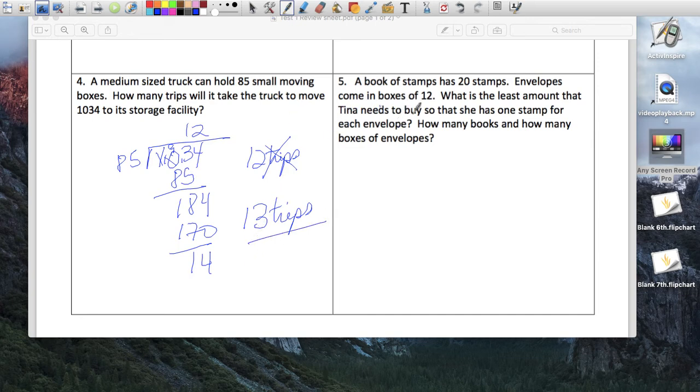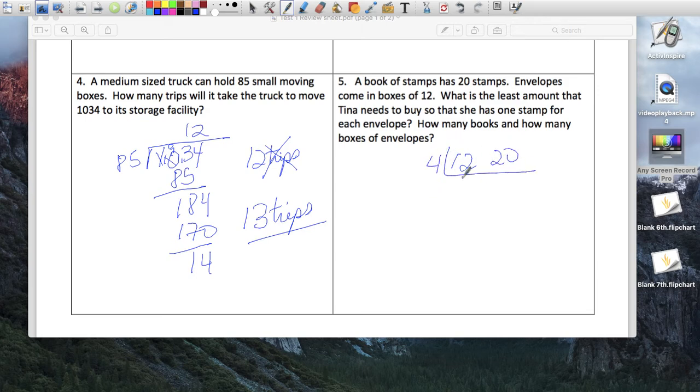Okay? This one. Book of stamps have 20 stamps. Envelopes come in boxes of 12. What's the least amount that Tina needs to buy? So you have 1 stamp for every 1 envelope. Okay, so remember that little video you saw? It's like 1 hot dog bun for every hot dog. It's the same idea. Okay, so this is an LCM problem. Let's use the ladder method.